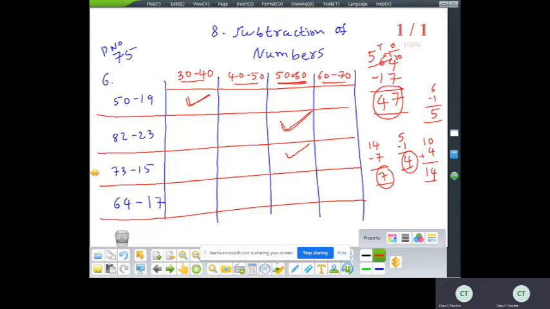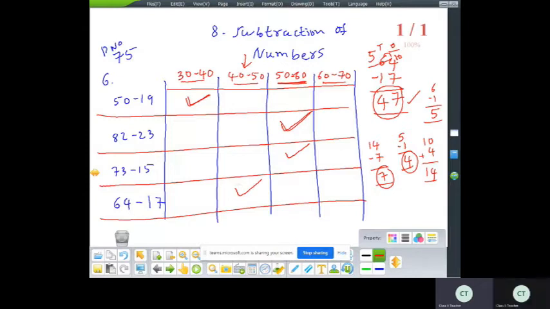30 to 40, numbers below 40. 40 to 50. Yes, read the numbers from this range: 40, 41, 42, 43, 44, 45, 46, 47. Yes, our answer is 47. Our answer lies in between 40 and 50. We put the right symbol here. Yes, this is our answer.